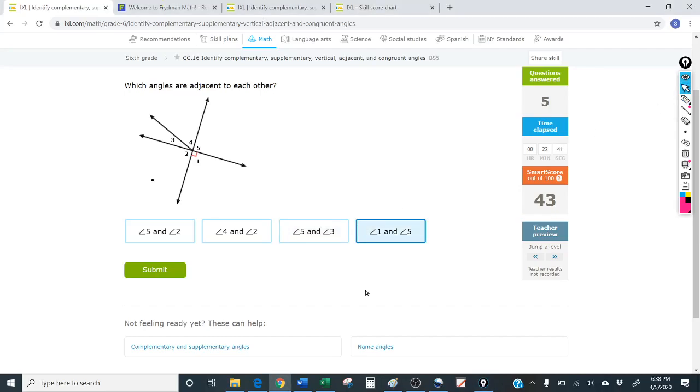What about angle 1 and angle 5? Here's angle 1. And here is angle 5. And you can see that to draw angle 5, I actually had to go over the same side as for angle 1. So angle 5 and angle 1 share a common side, and they also share a common vertex, which makes them adjacent. And you can see from the picture that they kind of look like they're next to each other, right? They are next to each other. All right, so that's our answer.